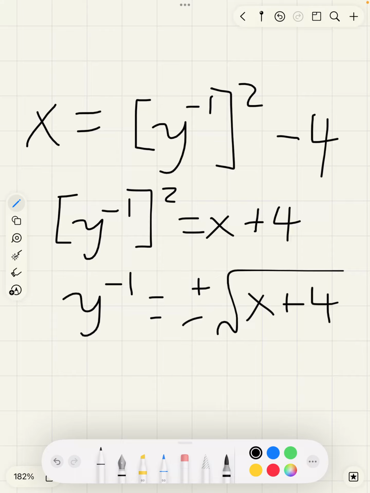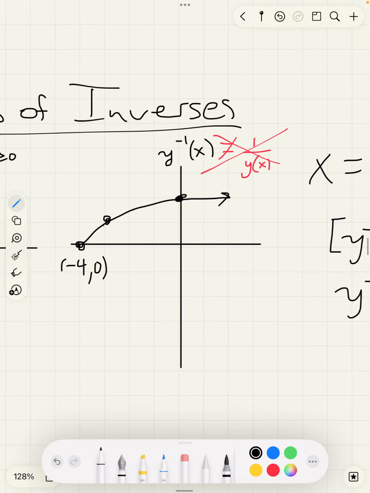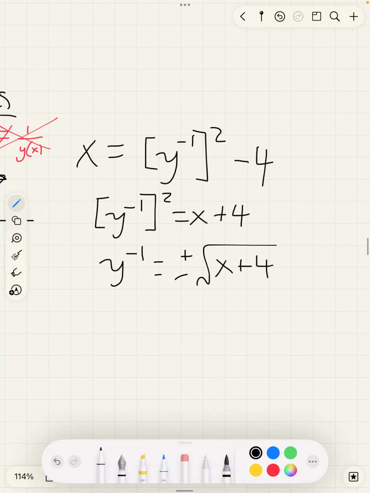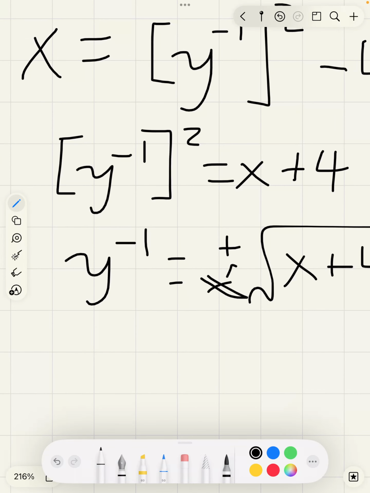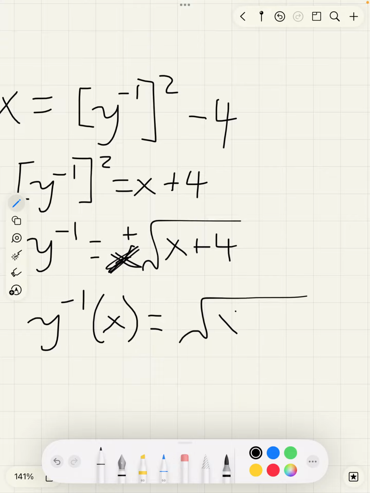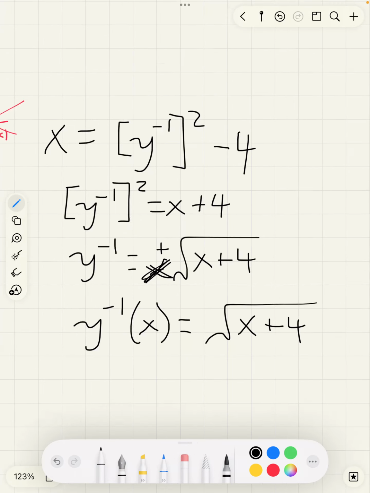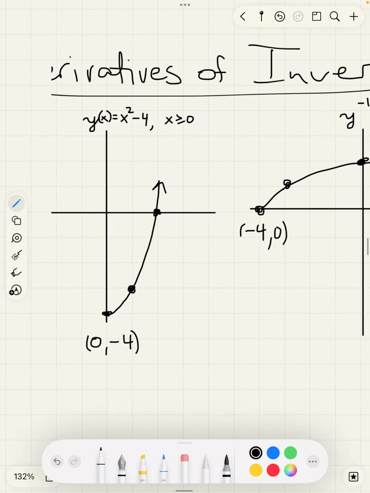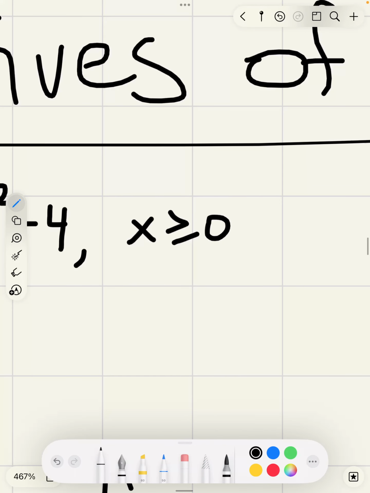But here's the thing, that plus or minus would indicate that we have both the top and bottom part of the parabola. Here we only have the top part, so we're not going to worry about that negative root. Instead, we're just going to say the y inverse function is the positive root of x plus 4. And that actually came about because of this domain restriction that we put on the original function.